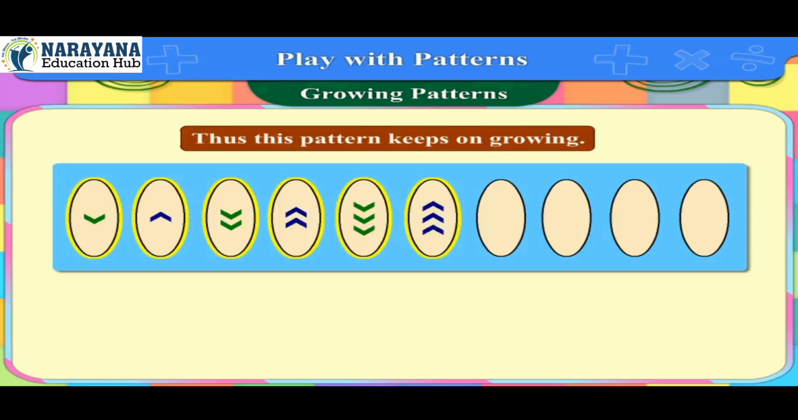It does not repeat. Thus, moving forward in the pattern, we will have 4 arrows pointing downward and 4 arrows pointing upward. Thereafter, 5 arrows pointing downward and 5 arrows pointing upward will follow.